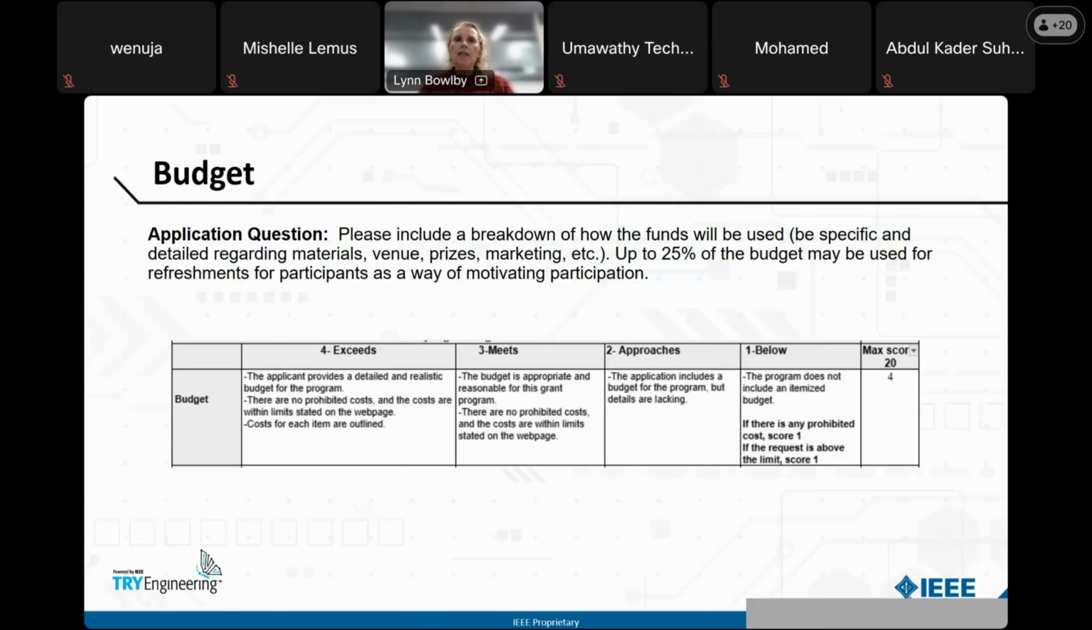So one thing to keep in mind, up to 25% of the budget may be used for refreshments for participants. You want to stay within that guideline. As our reviewers are looking at the applications, they're calculating how much of that budget is going toward refreshments. And we really would like to see it to be less than 25%. And so here is the piece of the rubric for budget. So you can see the scores between a 4 and a 1.